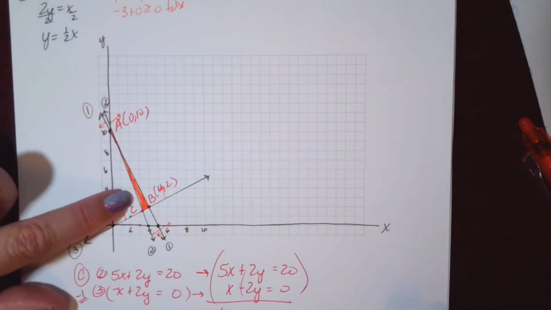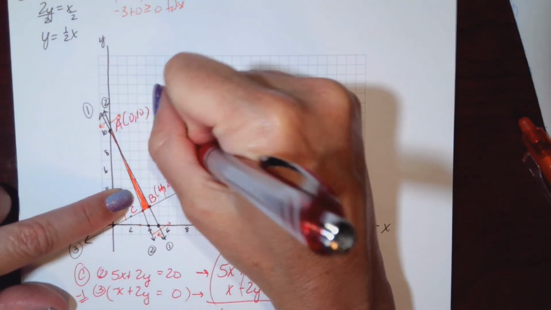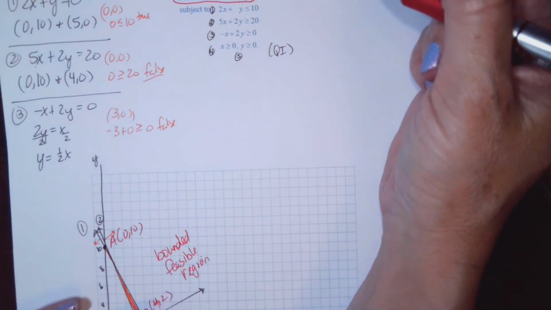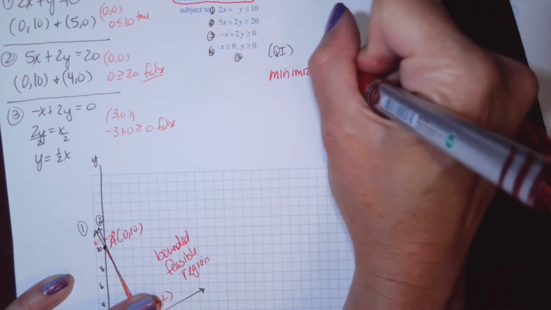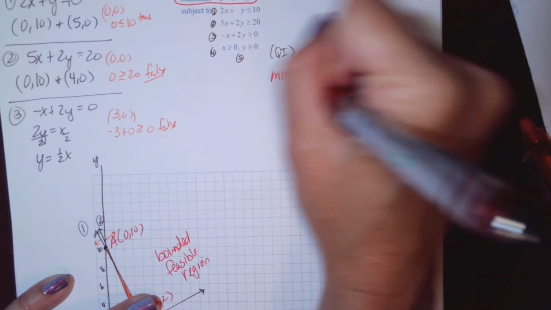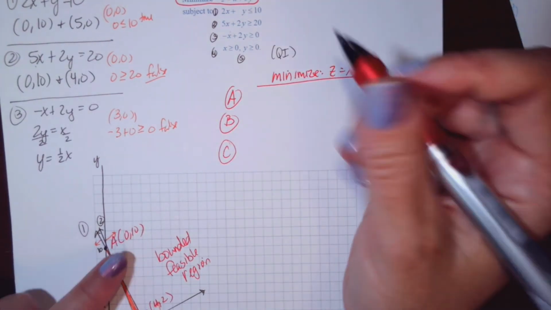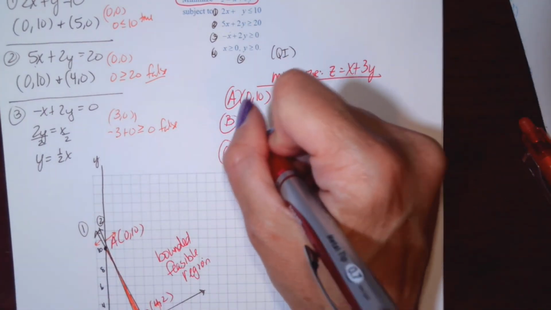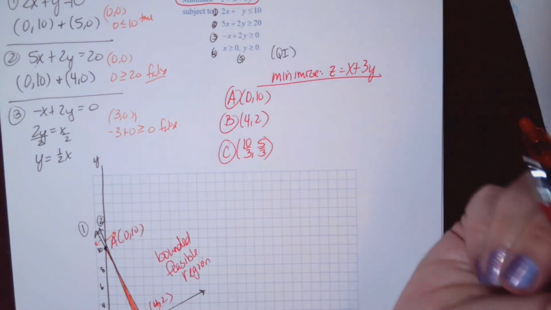We've got our feasible region that is bounded. So we know we will have both a maximum and a minimum. We are interested in our minimum, so we're going to minimize our function. We have 3 corner points we need to check, and we are going to check them all. The coordinates of A, 0, 10, B, 4, 2, and C, 10 thirds, 5 thirds.